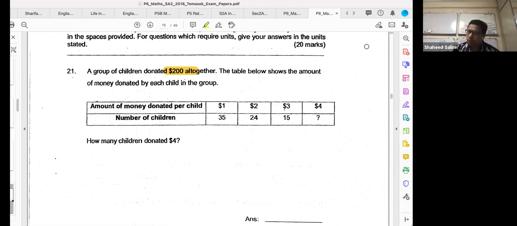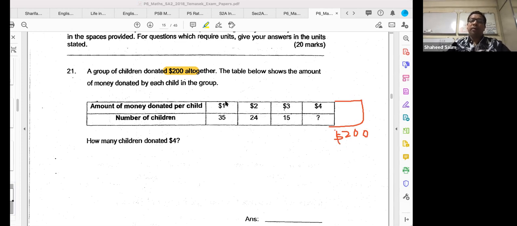$52, not 52. It's not 52. Okay, I'm going to show you guys again. Now, we have to understand first that the total, yes, well done, Akil. The total amount of money donated is $200. Now, where is this $200? If we add all the money, we get $200. So how much is donated? $200. Let's count now one by one.